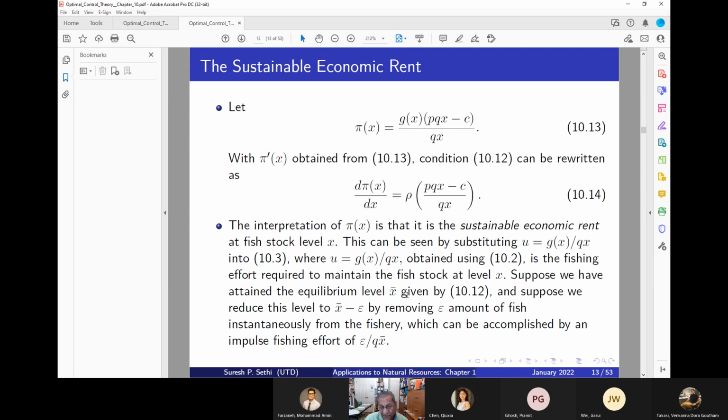If you take that much fish out, by removing epsilon amount of fish instantly from the fishery, this can be accomplished by an effort of this quantity, because we need some effort. So this is like an impulse control. You can make an effort with u and then integrate it over a while, but that will take some time. But if you do just an impulse, that's the cost of that effort. And so we can do this kind of effort.